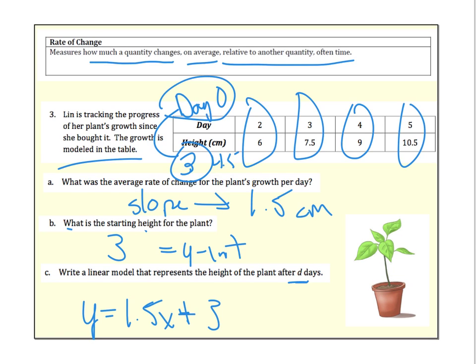So starting height on day 0 would be 3. All I did was work backwards, okay? On day 2, it's at 6. I figured out that it's 1.5 every single day. Well, if I can do that, I can work backwards to day 0 and figure out that on day 0, it's going to be 3.